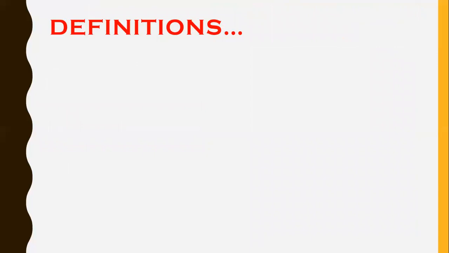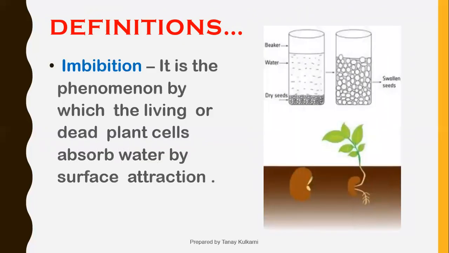Remember, students, the mechanism of absorbing water as well as minerals from the soil by the root basically depends on 5 important processes, which we can call the 5 main phenomena. Let's start one by one. The first one is imbibition.